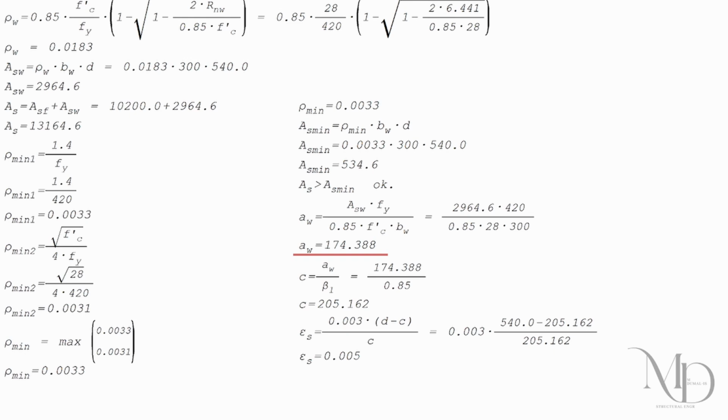This new equivalent compression block depth value will then be used to solve for the final compression block depth, C, in the concrete. And finally, with the value of C, we'll proceed to solve for the strain in the steel reinforcement. The strain of steel turns out to be greater than 0.004, which satisfies the minimum provision of the code. This means that we can proceed on to the next steps.